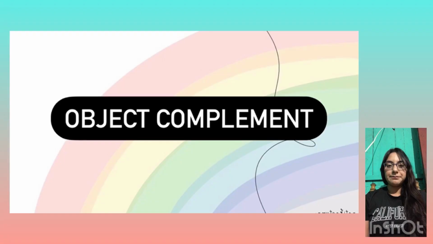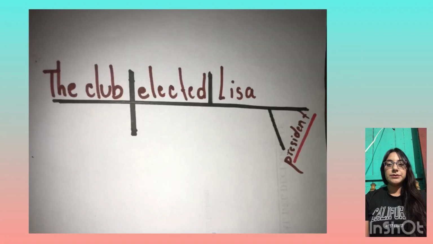In the sentences, the subject will be the clue. The linking verb becomes, the direct object Lisa, and the object complement, chair.